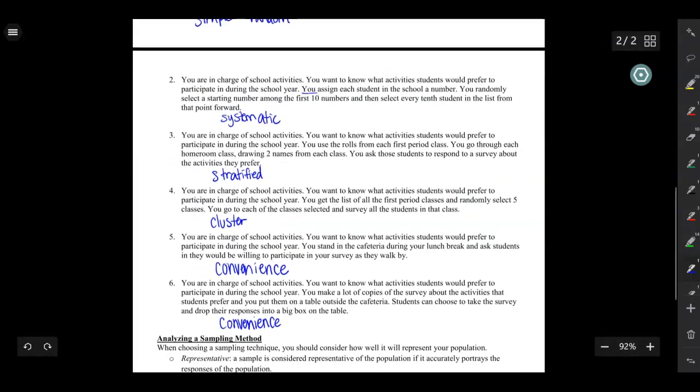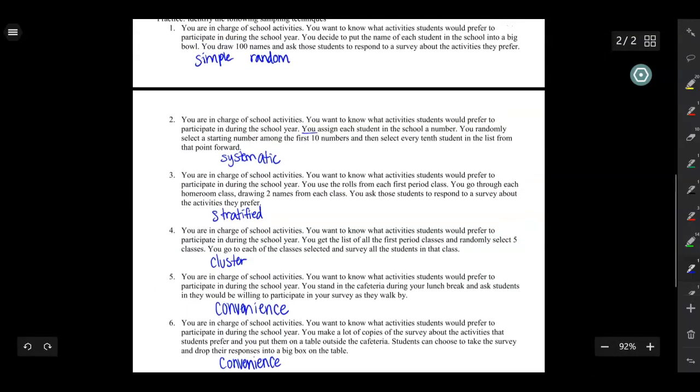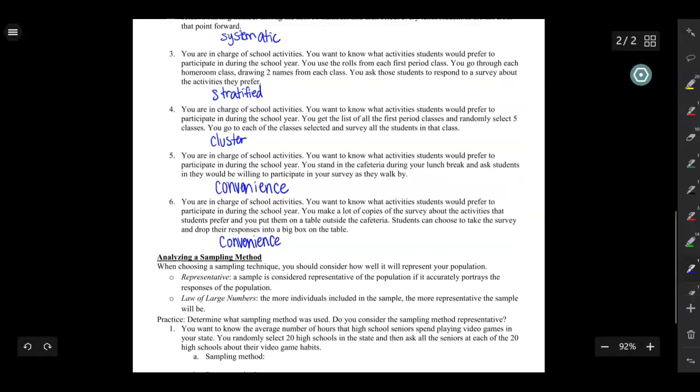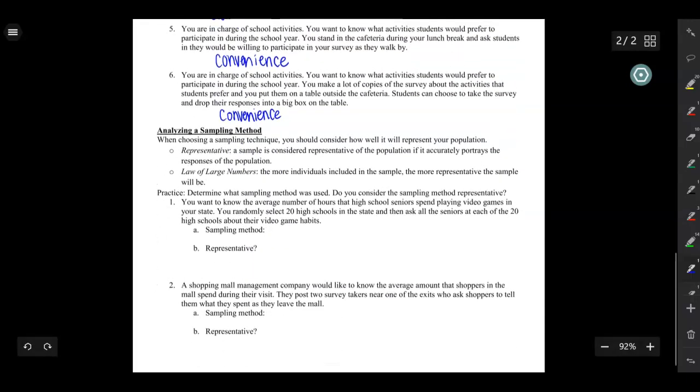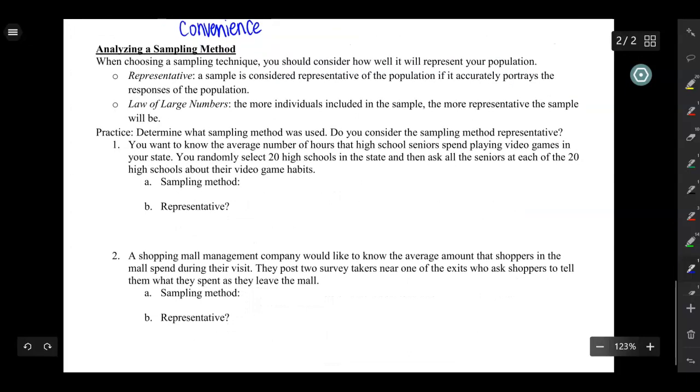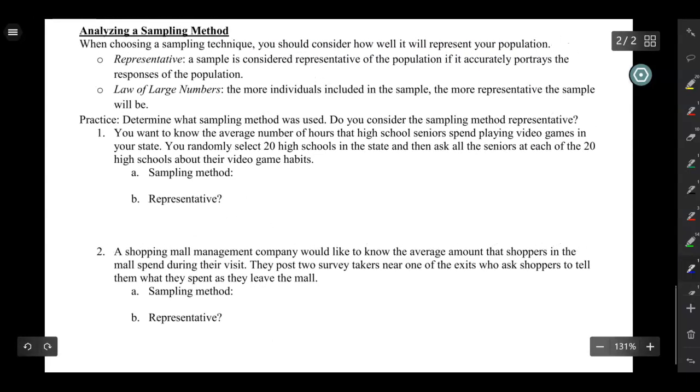So as we've looked through these different types of samples, hopefully as you read through them, you maybe thought, oh, that sampling method seems kind of unreliable, or hey, that sampling method seems like a really good idea. And that's what we're going to get at next: we want to talk about how we would analyze a sampling method. So we've got all these different kinds. If you're doing a study, how do you decide which sampling method you're going to use?